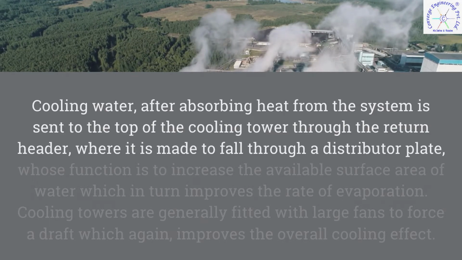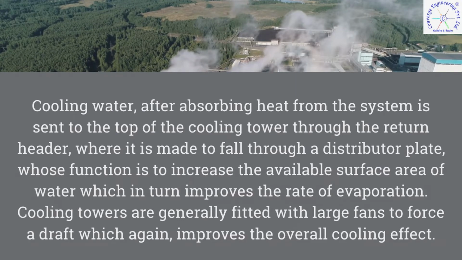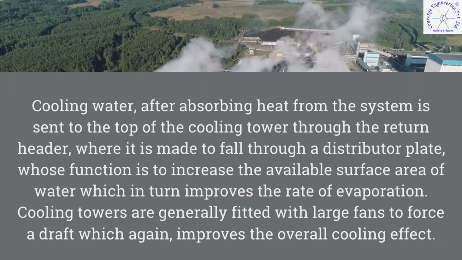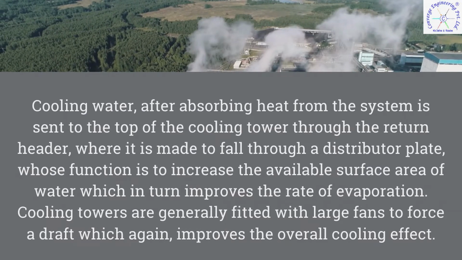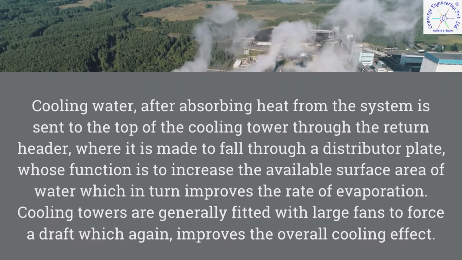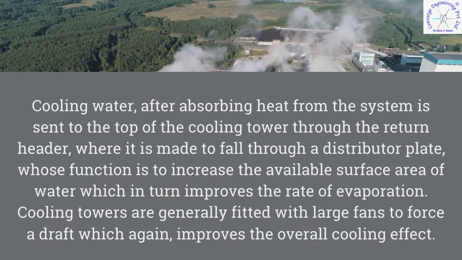Cooling water, after absorbing heat from the system, is sent to the top of the cooling tower through the return header, where it is made to fall through a distributor plate, whose function is to increase the available surface area of water, which in turn improves the rate of evaporation. Cooling towers are generally fitted with large fans to force a draft, which again improves the overall cooling effect.